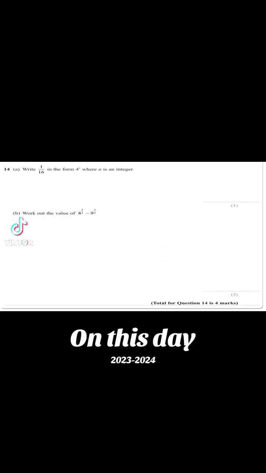GCSE Maths, looking at negative and fractional powers in today's maths lesson. So in today's maths video tutorial, this is question number 14, taken from the May 2023 Edexcel Paper 1 higher tier.